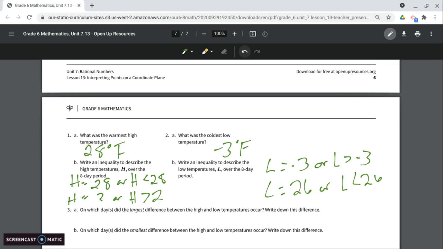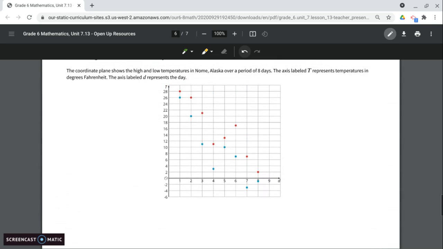On which days did the largest difference between the high and low temperatures occur? Write down this difference. So if we look back up here, we want to look between them. So here, it's just a difference of 2. So on day 1, it's 2 degrees different. On day 2, we've got 2, 4, 6 degrees difference. On day 3, we have 2, 4, 6, 8, 9, and 10. We've got a 10-degree difference. So far, day 3 is up there in a significant difference.